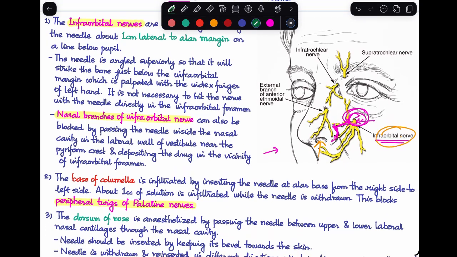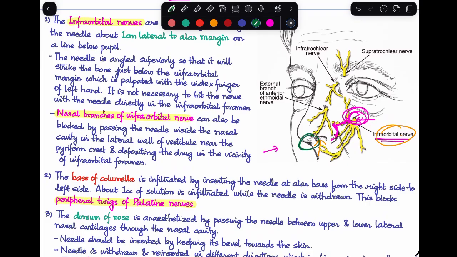Next we have the base of the columella. This is the columella region, right? So at the base of the columella, we will infiltrate by inserting the needle at the alar base from the right side to the left side. About 1 cc of solution is given here while you're withdrawing the needle. What nerves are getting blocked here? Some peripheral twigs of the palatine nerves, which supply this base of the columella region. So this is our second region of infiltration.